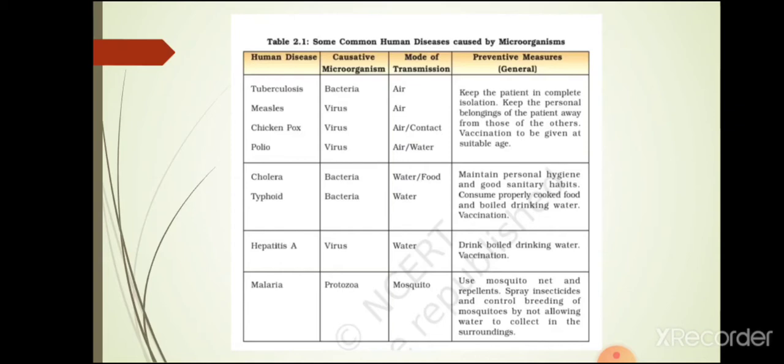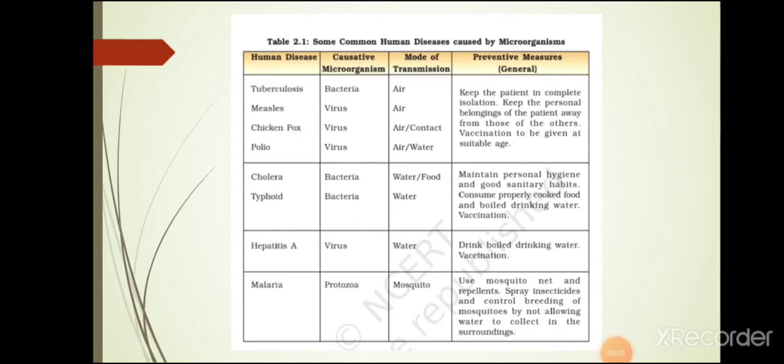Now, how can we prevent these diseases which are spread by air? Keep the patient in complete isolation and keep the person's belongings away from those of others, and vaccinations should be given at a suitable age.